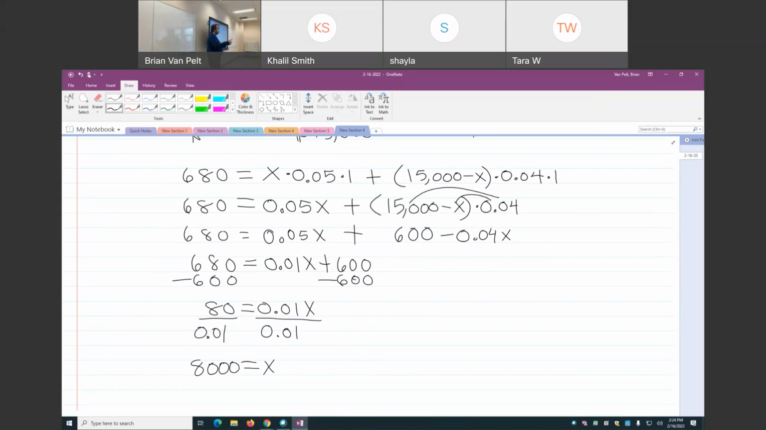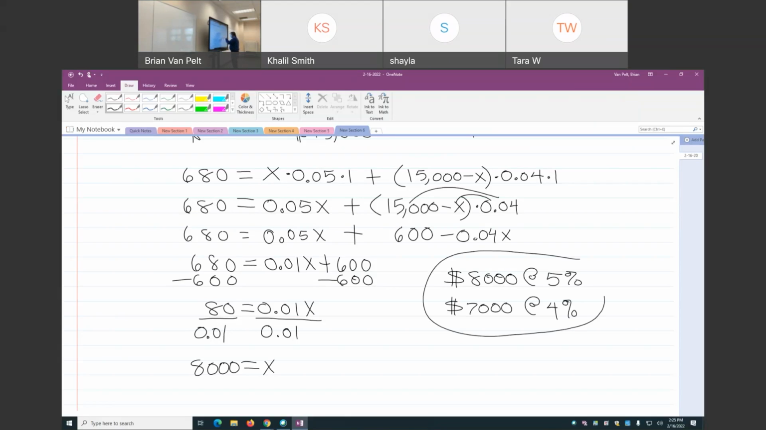How much did they invest total? 15,000. So if they invested 8,000 in one, how much was left for the other? 7,000. X was which one? 5%. So we can write this as 8,000 at 5%. And then what was left over? 7,000 at 4%. So he, in the end, looks like he invested more wisely, doesn't he?